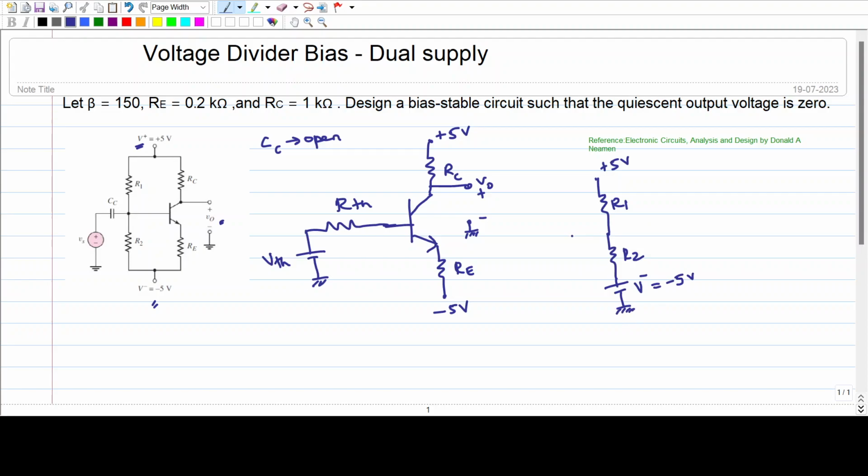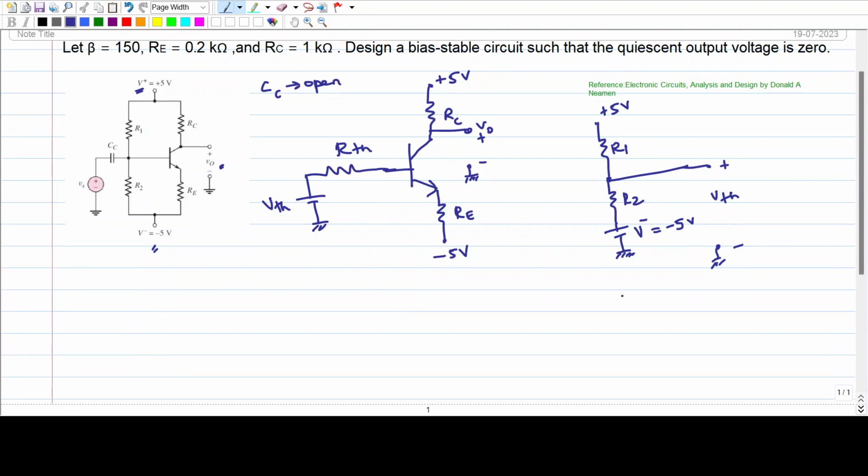So what is VTH? This is the base. The voltage from here to here is VTH. This point is grounded. So VTH is the voltage across this resistor R2 plus this V minus. So how can I write this? VTH equal to voltage across R2 plus V minus. Now I have to find what is VR2.